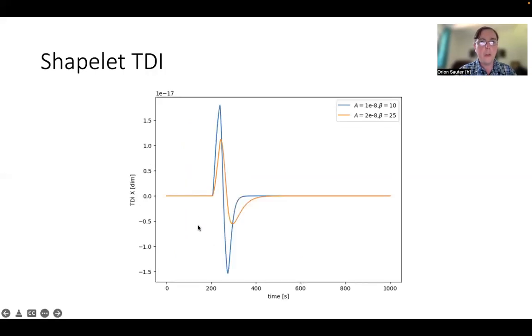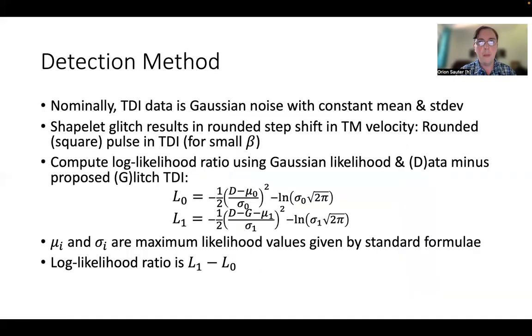If we carry these through to TDI, in this case TDI X, you can see that we get this sort of rounded pulse in the TDI. One interesting thing to note here is that even though the second glitch in orange has the higher amplitude, because of the longer beta, it's more spread out, and so it has less of a total effect on the TDI. So something to note for a little bit.